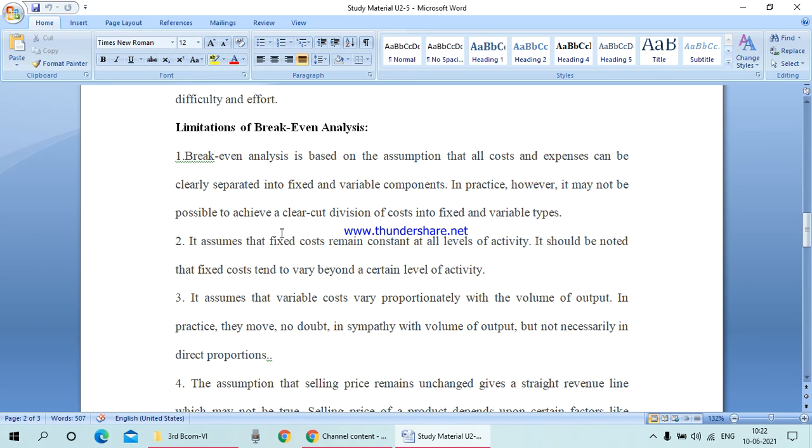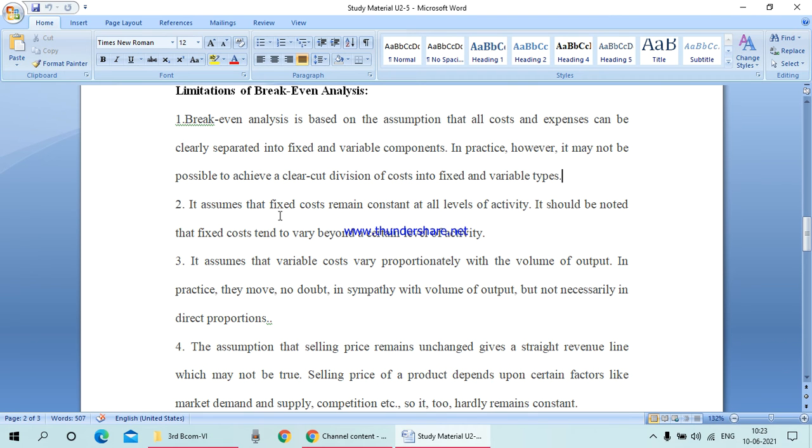Again, it is assumed that all costs can be identified as fixed and variable. But it is criticized that, or one of the limitations is, costs cannot be easily classified into fixed and variable costs. Second, it assumes that fixed costs remain constant at all levels of activity.